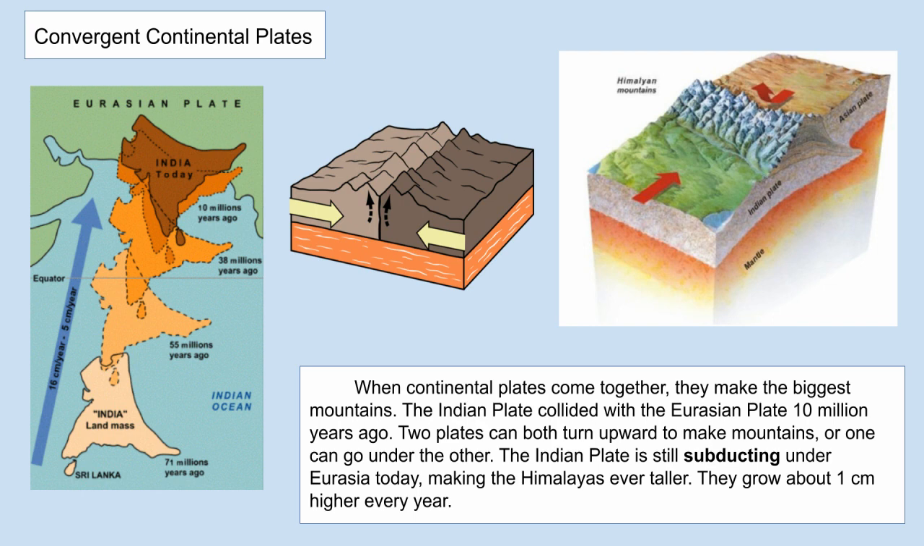Convergent continental plates. When continental plates come together, they make the biggest mountains. The Indian plate collided with the Eurasian plate 10 million years ago. Two plates can both turn upward to make mountains, or one can go under the other. The Indian plate is still subducting under Eurasia today, making the Himalayas ever taller. They grow about 1 centimeter higher every year.